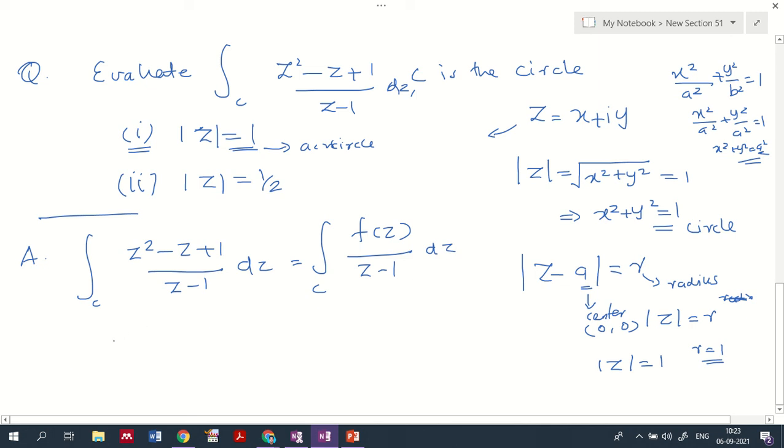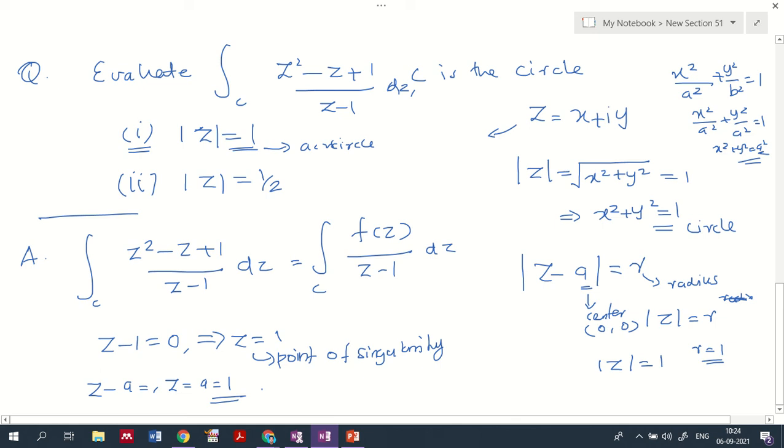Whenever I check the singularity point here, I examine z minus 1 equal to 0. From that I can find that z is equal to 1. So that is the corresponding value I will be getting, and this is the point of singularity here, z equal to 1. So earlier, if I keep it as z minus a equal to 0, in this representation z is equal to a, which is 1. So the singularity point here is equal to 1.